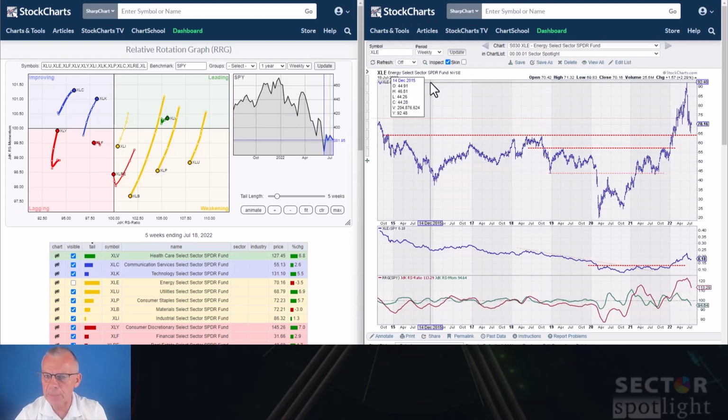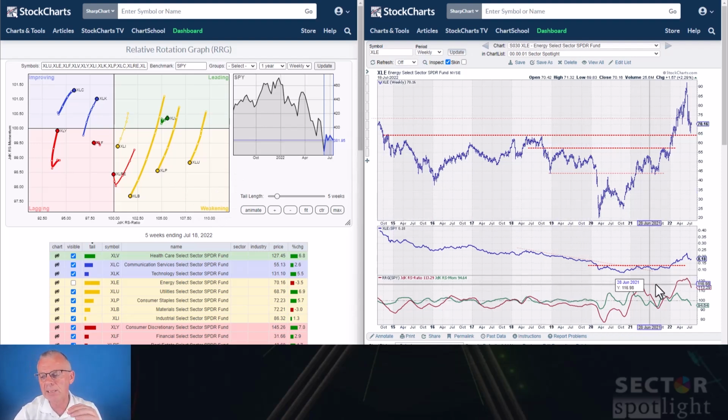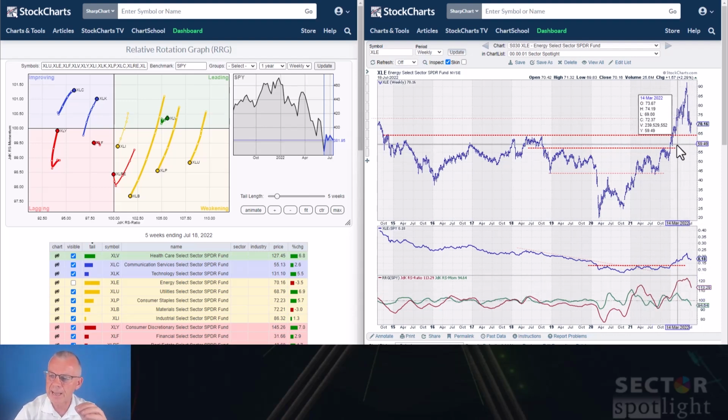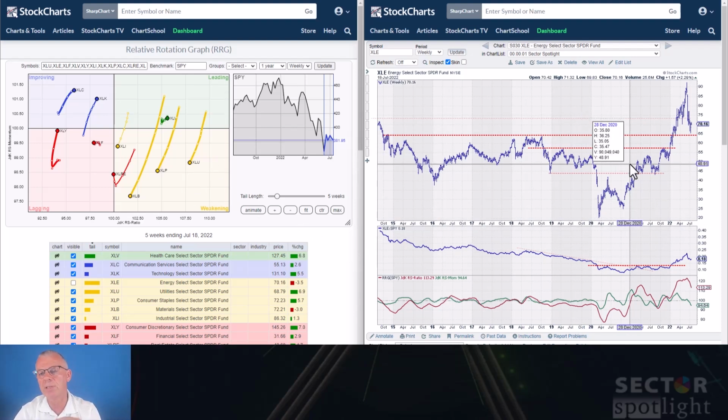So here is energy, and as I said, the tail here is, I ticked it off, but it's inside weakening, as you saw a minute ago, and you can see that the relative line is still moving higher. The RS ratio is coming from a very high level, and the price chart is touching on old resistance, which we can now expect to function as support. So as long as that 65 area remains intact and we don't put in a new low there, I think there is a very good chance that XLE will start to turn back up and become one of the leading sectors again.